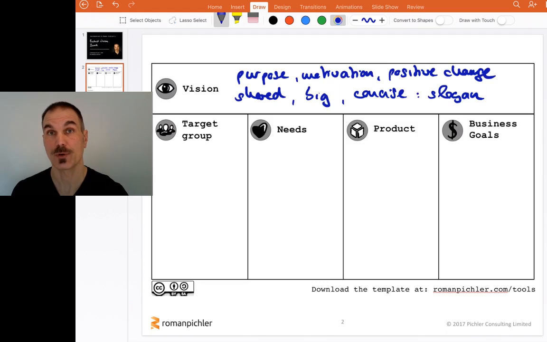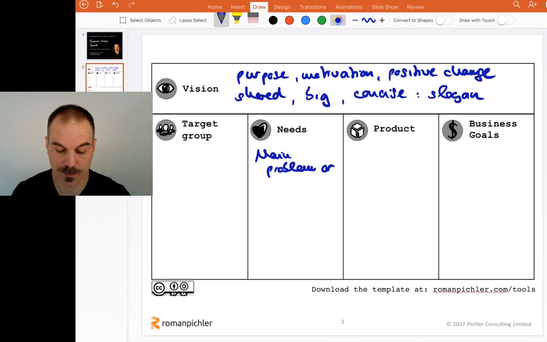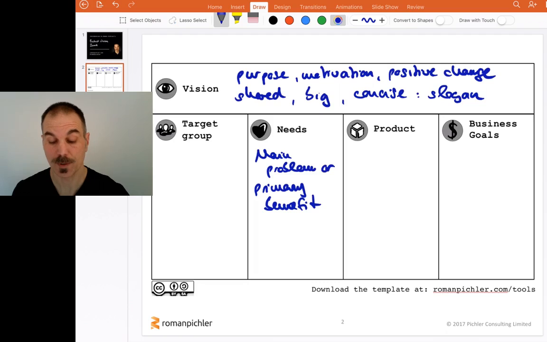And sometimes a product can provide several benefits and it can address several problems. And that's why it's helpful to truly focus on the main problem or the primary benefit. And that's what I write down. So capture the main problem or the primary benefit. So describe why people would want to use your product, why it's worthwhile for the users to engage with your product, what's in it for them. Why would they want to use it?